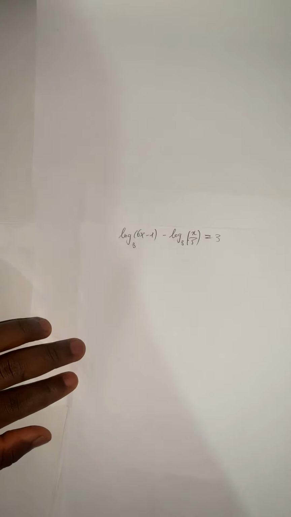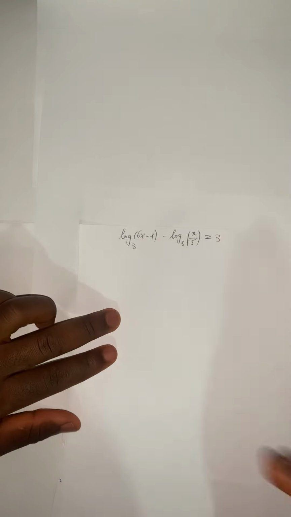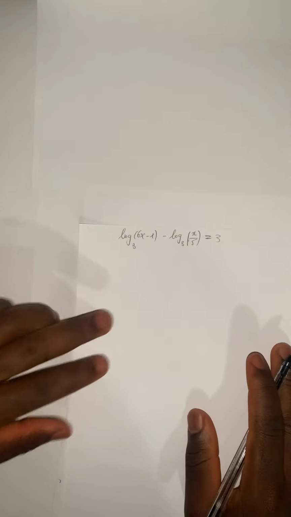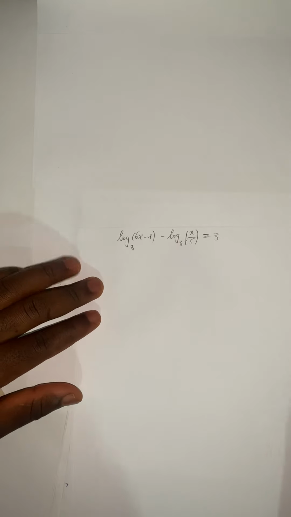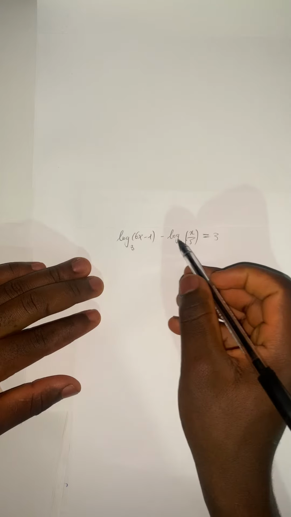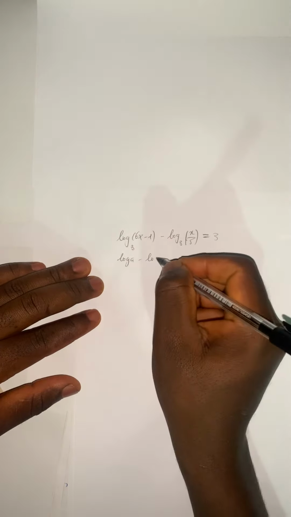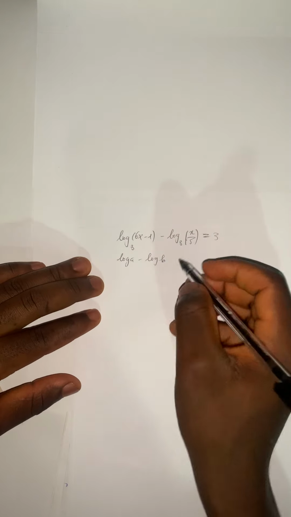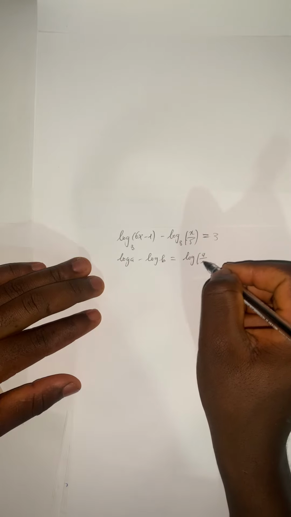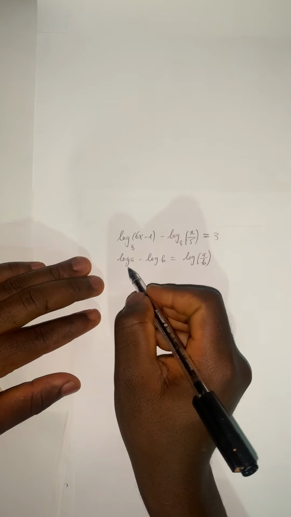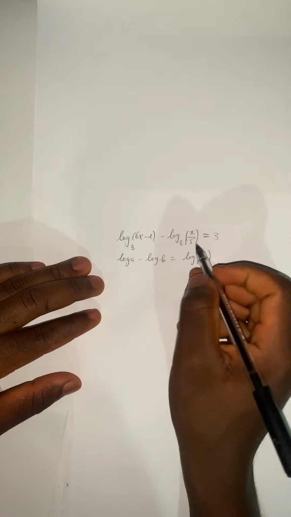Today we look at solving logarithmic equations, and look at this logarithm equation. So we have to break it down using the properties of logarithms. This is of the form log a minus log b, and from the properties of logarithms, this is the same as log a over b, only if the bases are the same. In this case, the bases are the same, 3 and 3, so it can work.